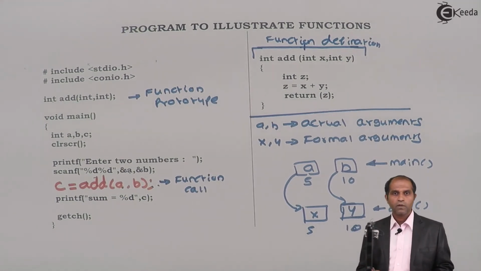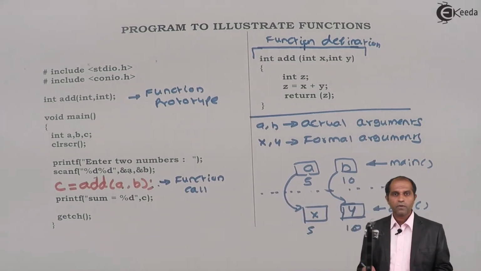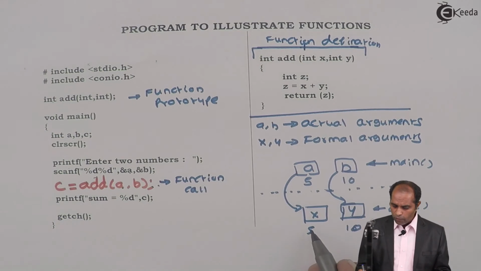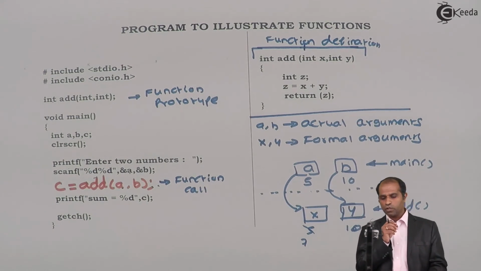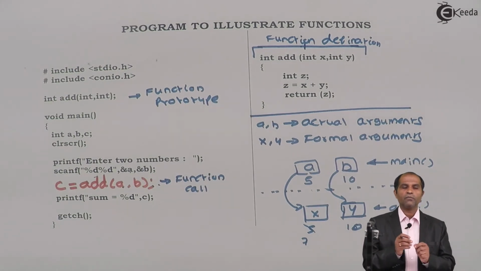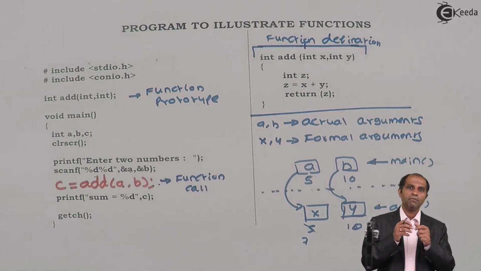So I have used X and Y. It means that X and Y are modifiable. But if I modify X and Y, will they affect A and B? No. Because in memory, they don't have a common location. If I put this as a border, X and Y are not in the same region or the same memory place where A and B are stored. So if I modify X to say 7, it will affect only X but will not affect A. One important rule we can note here is, when formal arguments are modified, it will not affect the actual arguments.